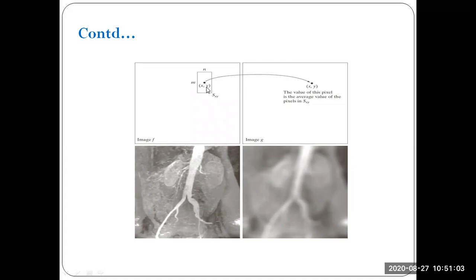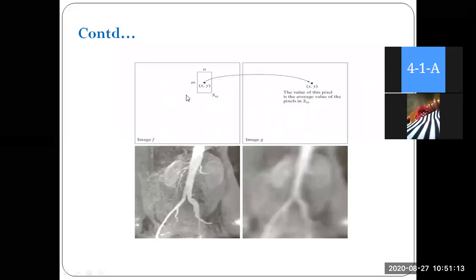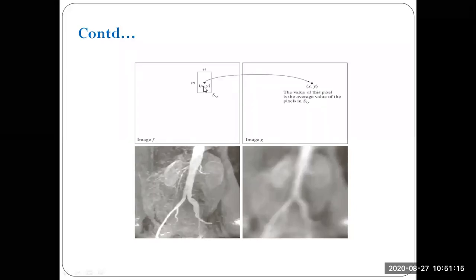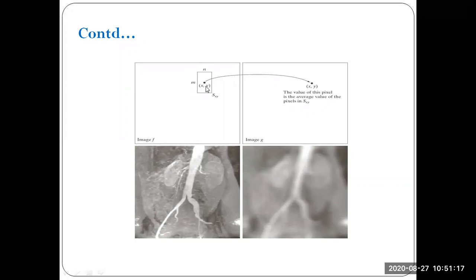P of x,y is transformed into another P of x,y, but the intensity value is definitely changed due to the neighborhood operation. What is the first pixel? The original pixel. What is this pixel? The new pixel which is transformed by taking the neighborhood, that is the average values.